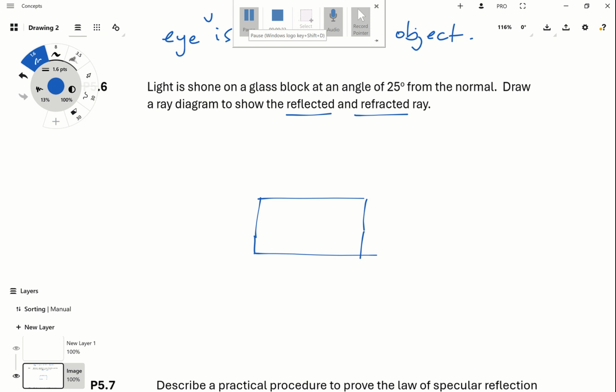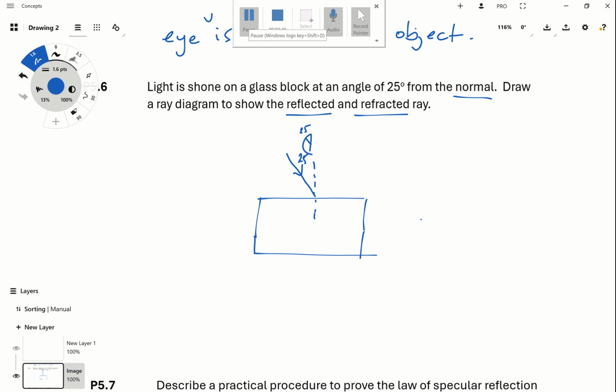So there's my glass block. Then I've got to draw the normal. The question's saying, well, put a normal in. So, a dashed line going through the block. The next part now is you'd get your protractor and you'd measure an angle of 25 degrees and shine that in. So we're making sure that this is 25 degrees. I've no idea what that angle is.